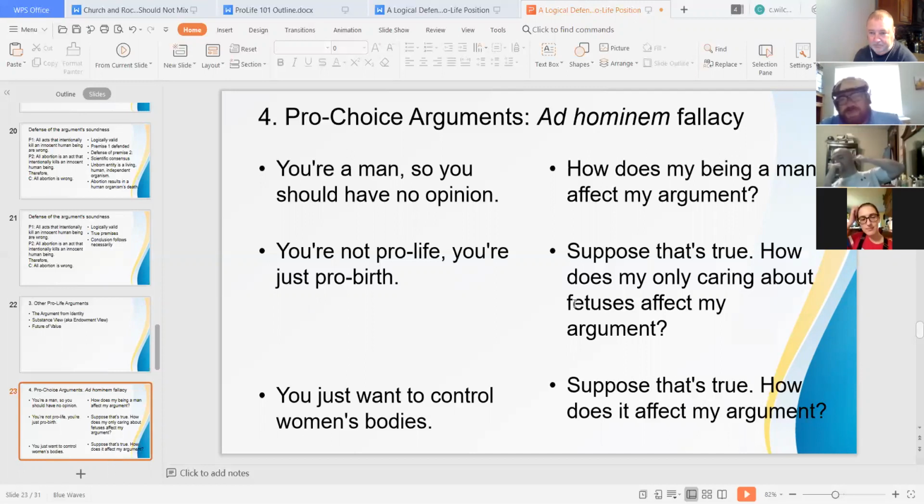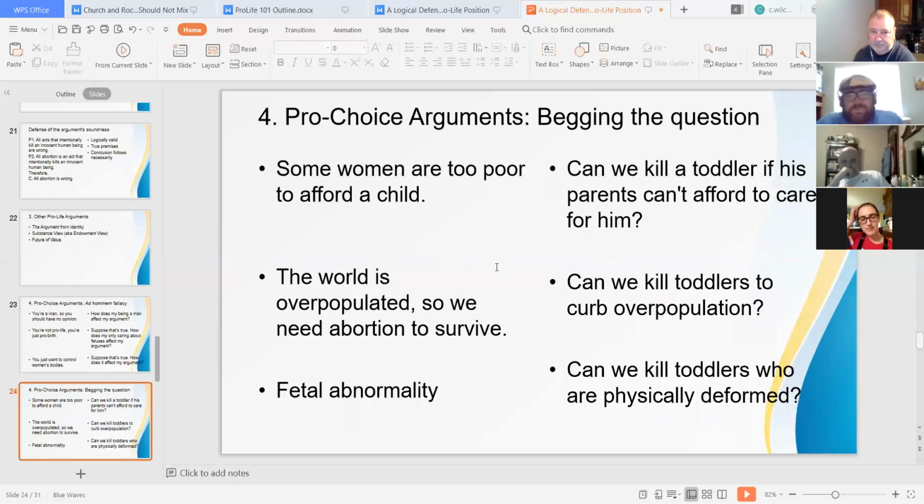Okay, yeah, I'm a man. Okay, suppose I'm just pro-birth, or suppose I really just want fetuses to be born and I don't care about them afterward. Or suppose I'm just some misogynist who wants to control women's bodies. All of those could be true, but how does that affect my argument that abortion is wrong because it kills an innocent human being? Well, they don't. None of those arguments really get at the heart of the argument that I'm presenting. So each of these can be ignored and safely rejected. So these three commit the ad hominem fallacy.